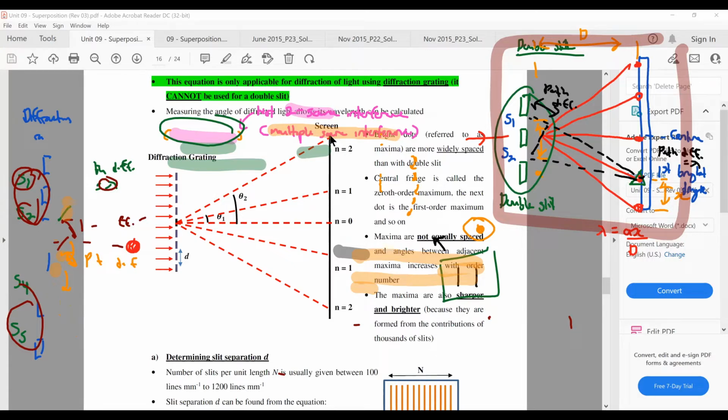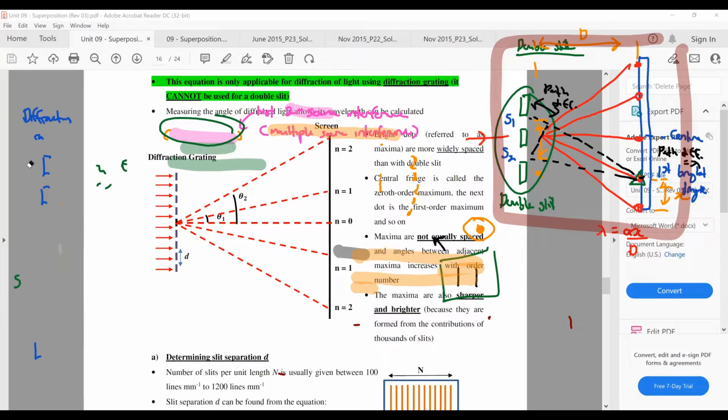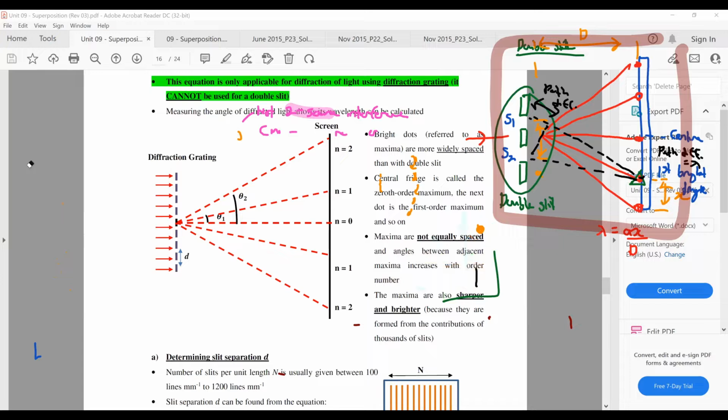So basically what you do is you erase off a lot of this unnecessary stuff. So what you do is that you shine a light onto your diffraction grating like this. The beam of light will spread.